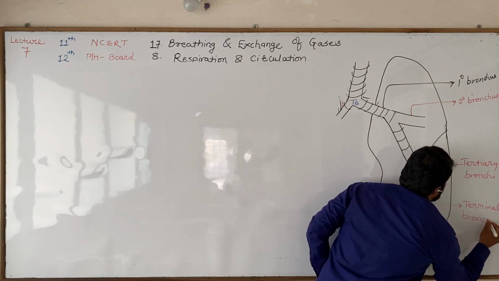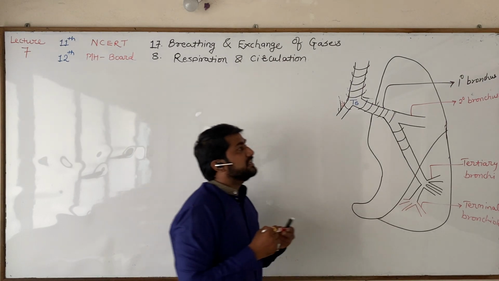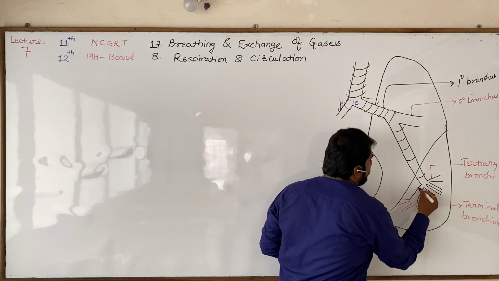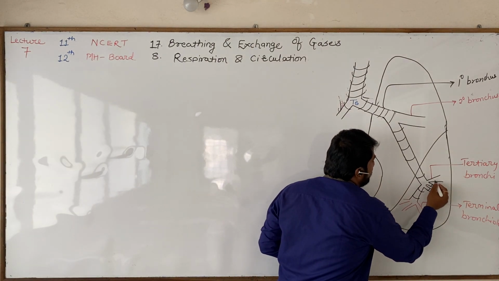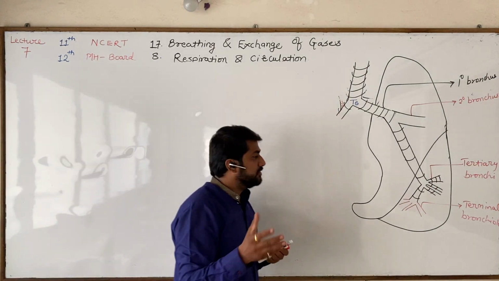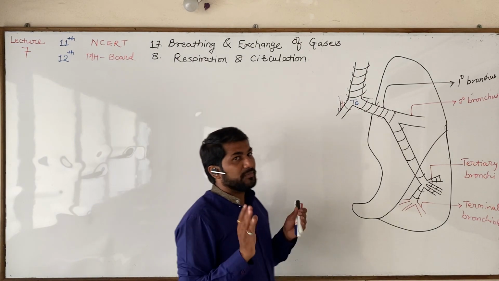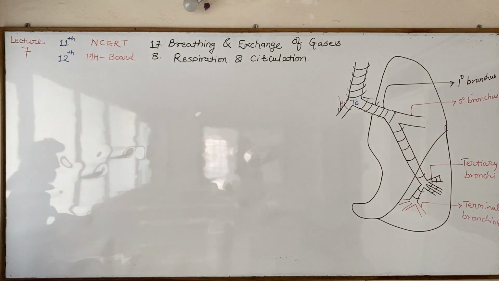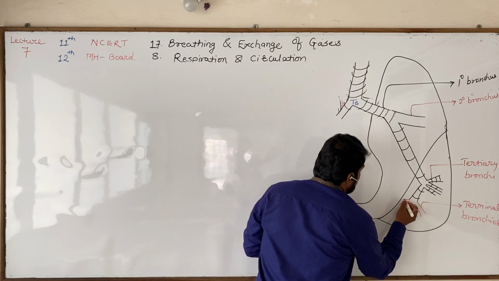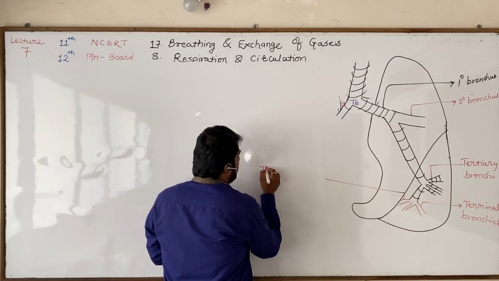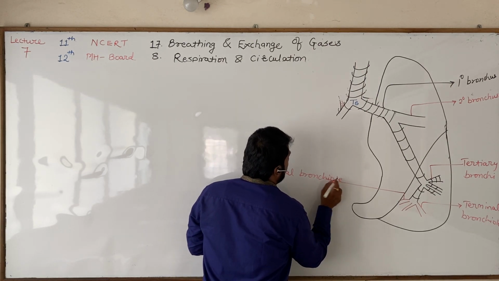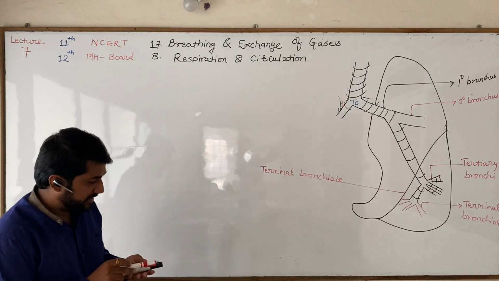The difference between bronchi and bronchioles: bronchi have cartilaginous rings. Primary bronchi, secondary bronchi, tertiary bronchi will have cartilaginous rings, C-shaped incomplete cartilaginous rings. But terminal bronchioles do not have cartilaginous rings. Rather, they are made up of smooth muscles. These are terminal bronchioles.